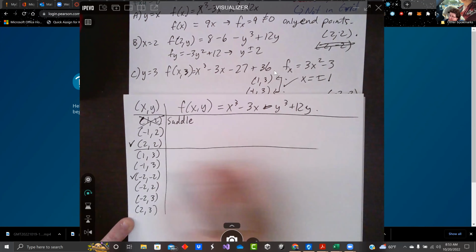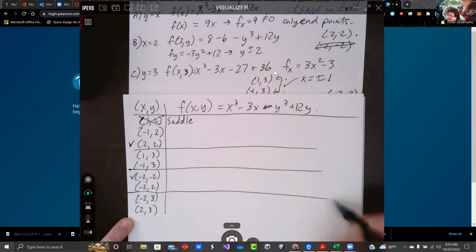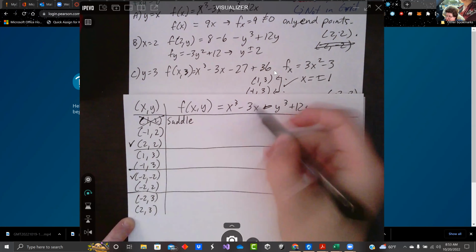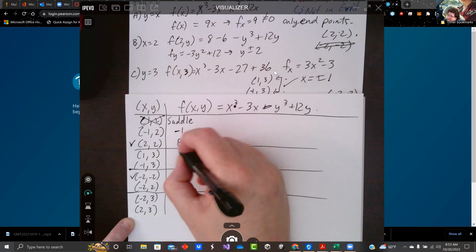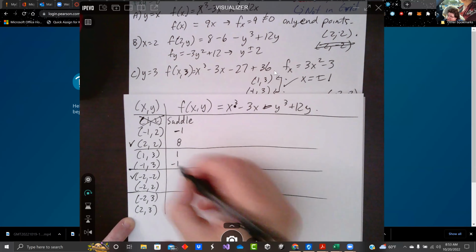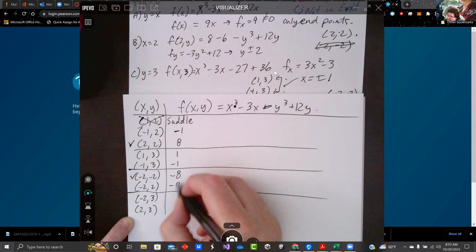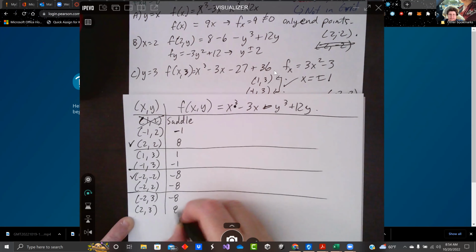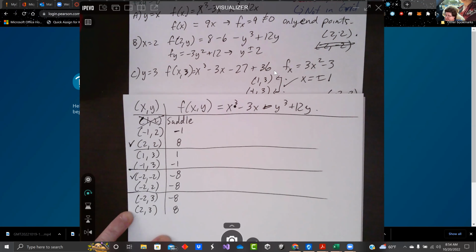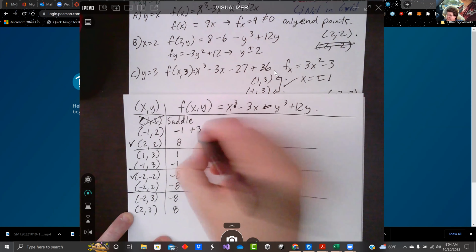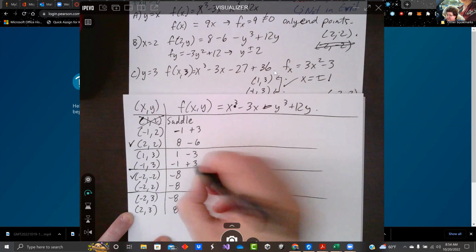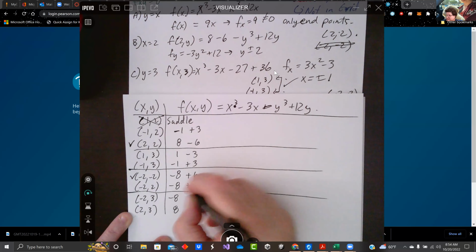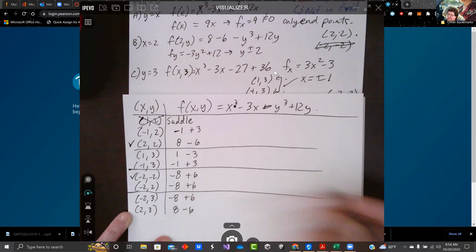And I'll put some lines in here to make it a little bit easier to read. I'm going to do all the x cubes first. This would be negative 1. This would be 8. That's 1. That's negative 1, negative 8, negative 8, negative 8, and 8. That's my x cubes. When I do my minus 3x, this is plus 3, minus 6, minus 3, plus 3, plus 6, plus 6, plus 6, minus 6.